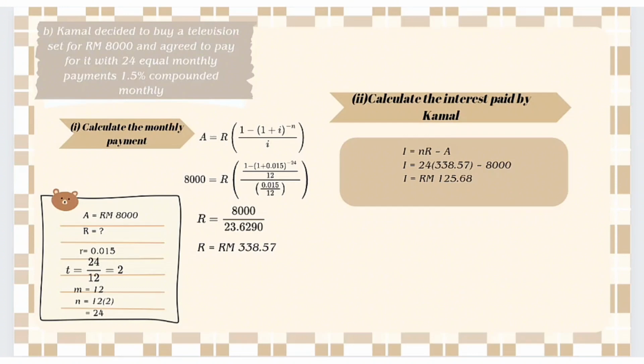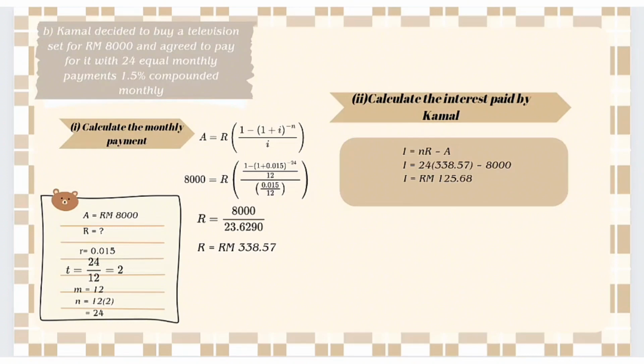For Roman 1, the A will be 8,000 equals R, 1 minus 1 plus 0.015 over 12, power of negative 24, divided by 0.015 over 12. To do that, you need to switch 8,000 with the R, so it will be 8,000 over 23.6290. So the final calculation of capital R will be 338.57 ringgit.